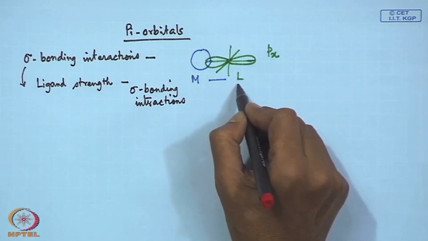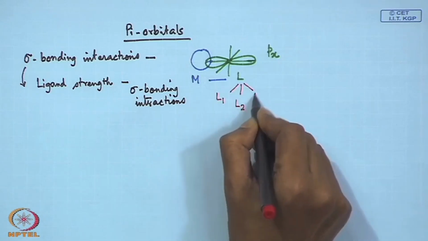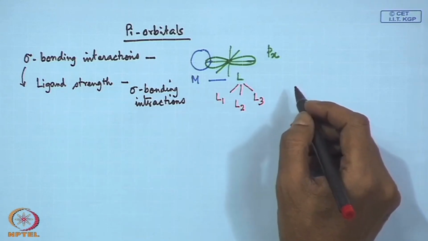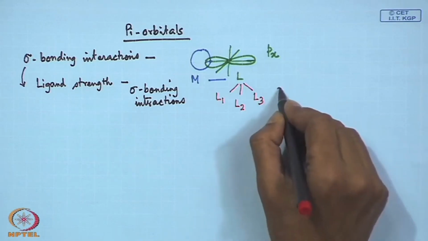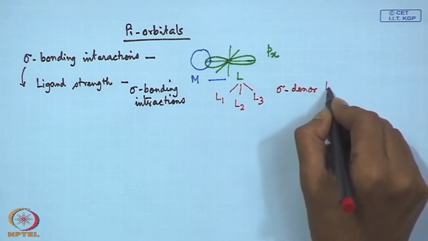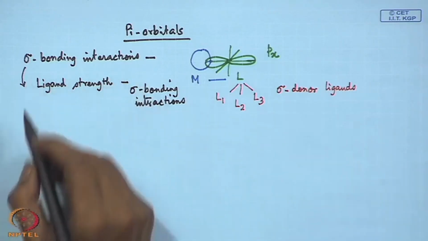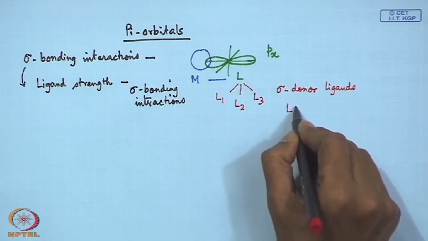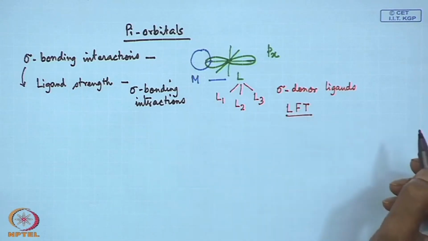So, if we have some ligands like L1, L2 and L3, the first thing we have to judge is the corresponding nature of these ligands. If they are of the same type and can only be termed as sigma donor ligands, then we can arrange these sigma donor ligands utilizing ligand field theory based on the sigma bonding interactions.